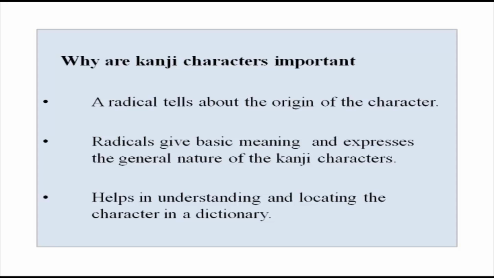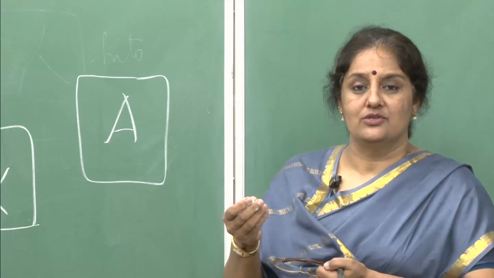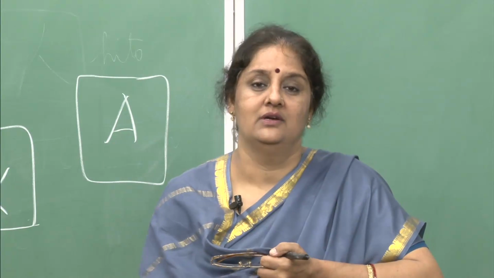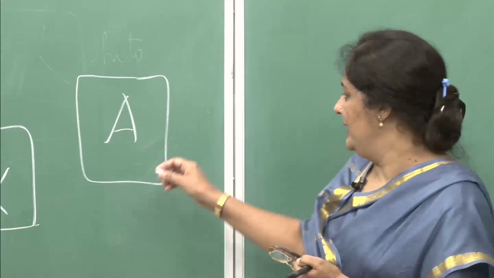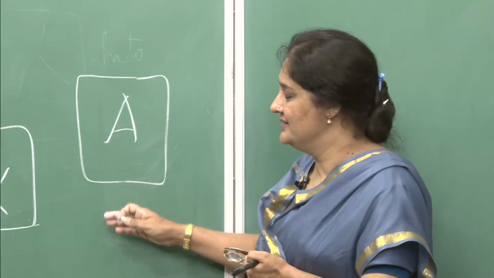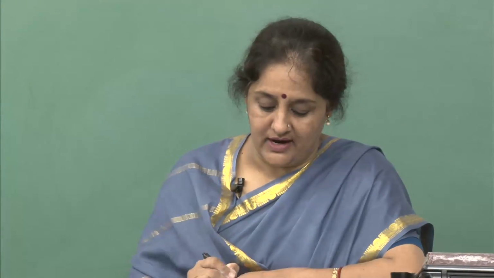Then it also helps in understanding and locating the character in a dictionary. Now, when you look up a certain character in a dictionary, how do you go about it? Either it is by stroke order, by the reading of the character, or by the radical. So, these radicals are extremely important for kanji, and to understand kanji characters, these radicals are important.